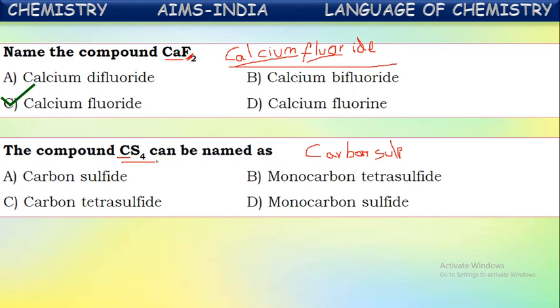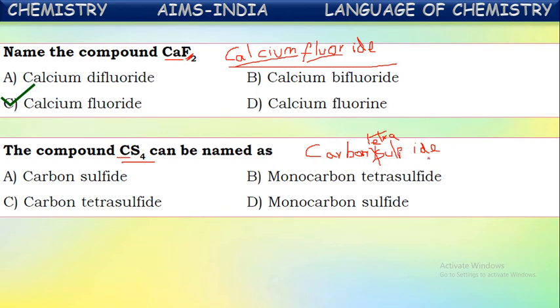Now, at the end of the name, ide is attached. So carbon sulfide. But there are 4 sulfur atoms. That number of sulfur atoms also should be mentioned in between these two. That is, as there are 4, it should be mentioned as tetra. So it becomes now carbon tetrasulfide.